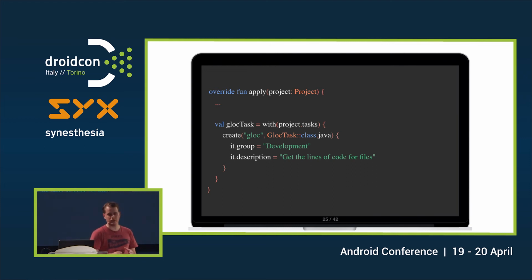As well as the extension, we have to register that task, this time at the task container. So we say project.task.create, this time with 3 parameters: the name of the task, the type of the task, and the last thing is a configuration closure. The it is the Glog task itself, but resolved. We set a group and description, which helps the user when they run gradle tasks, which prints all the available tasks for that project, to find it there. If needed, Gradle will create a new group with the name development, and the description gets the lines of code for files. When you then run gradle tasks, your task will be available there.